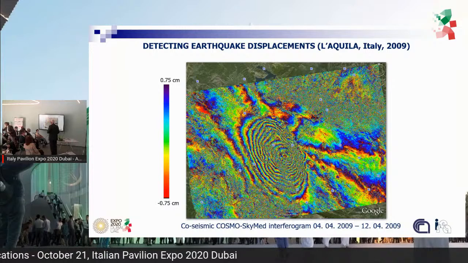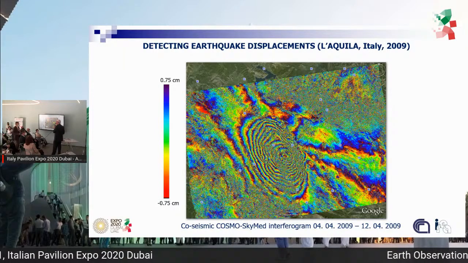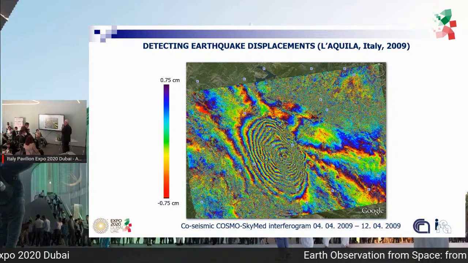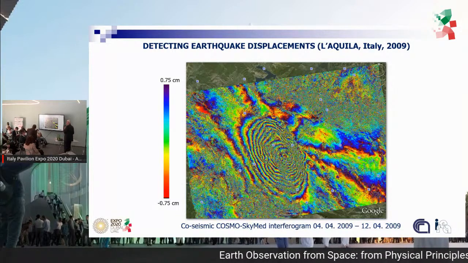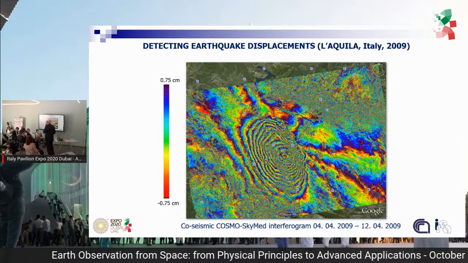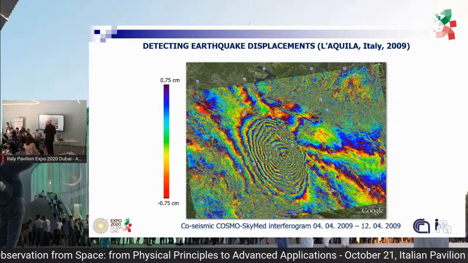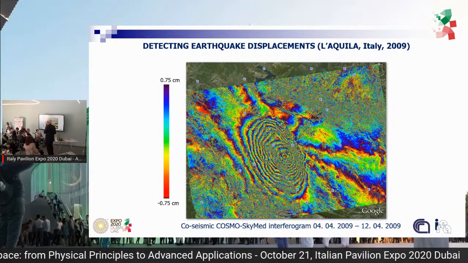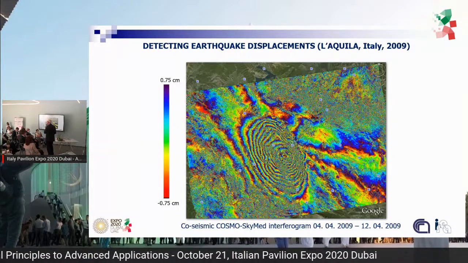The magnitude of the earthquake was around 6 or 7, something like this. 6, yes. So can we detect anything which is less magnitude than 3? This starts to become a problem.